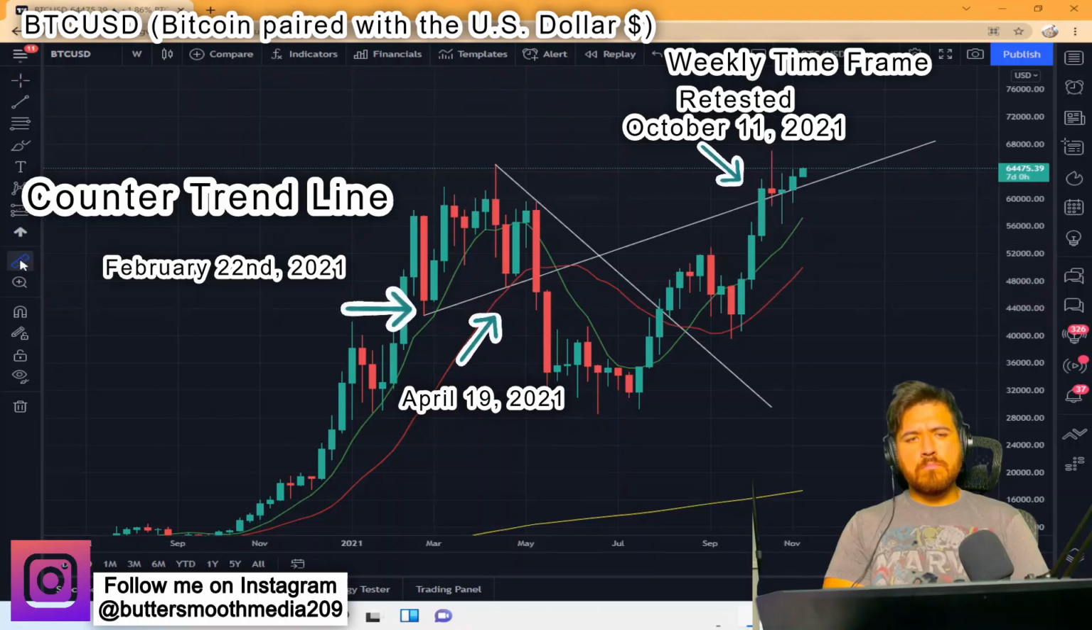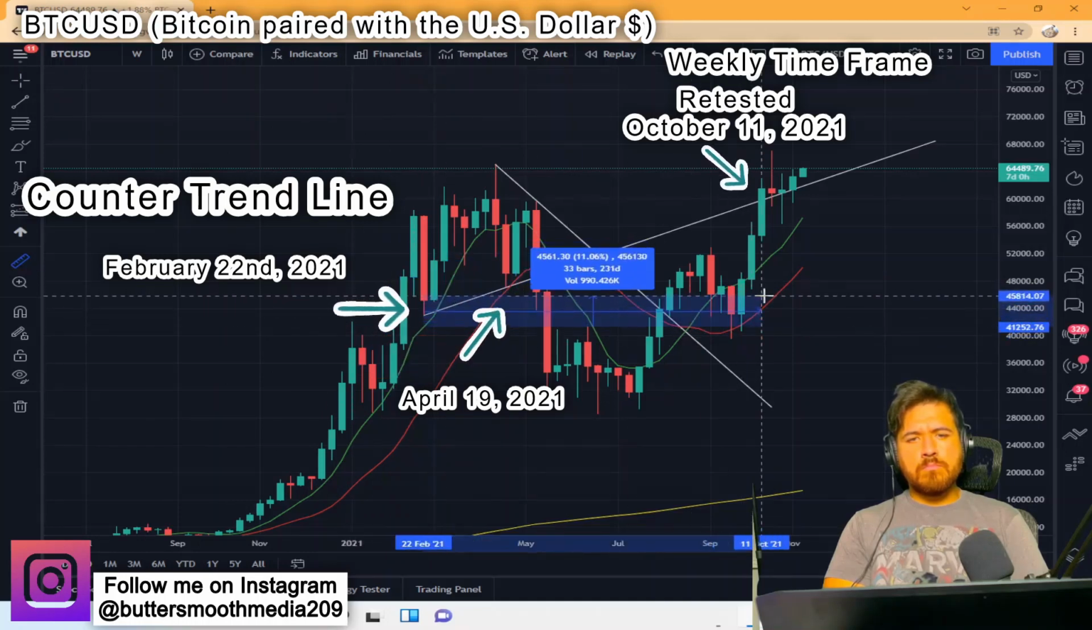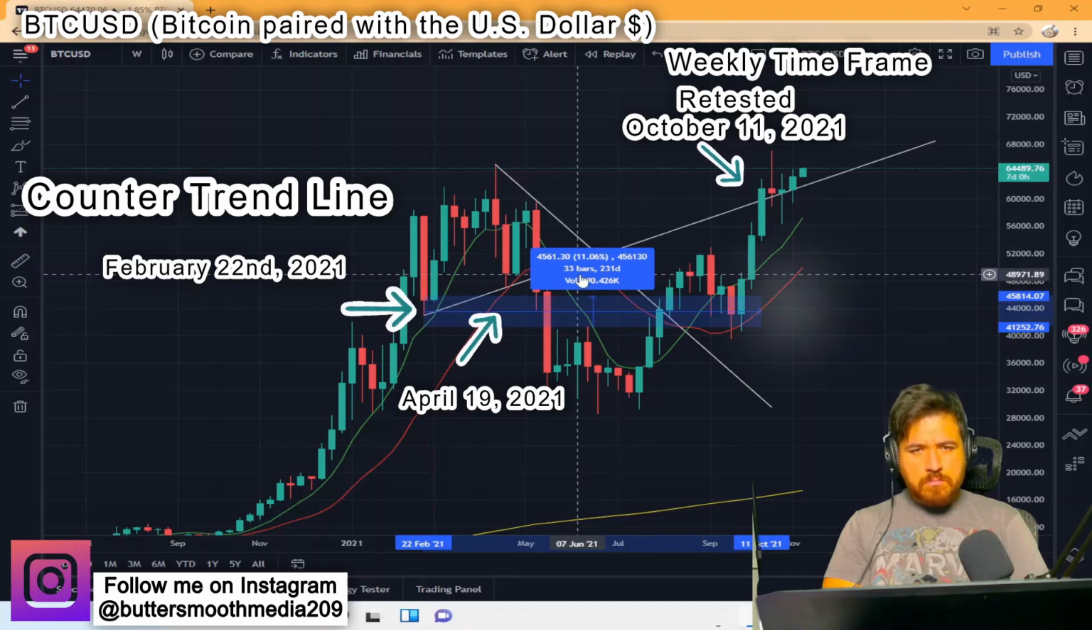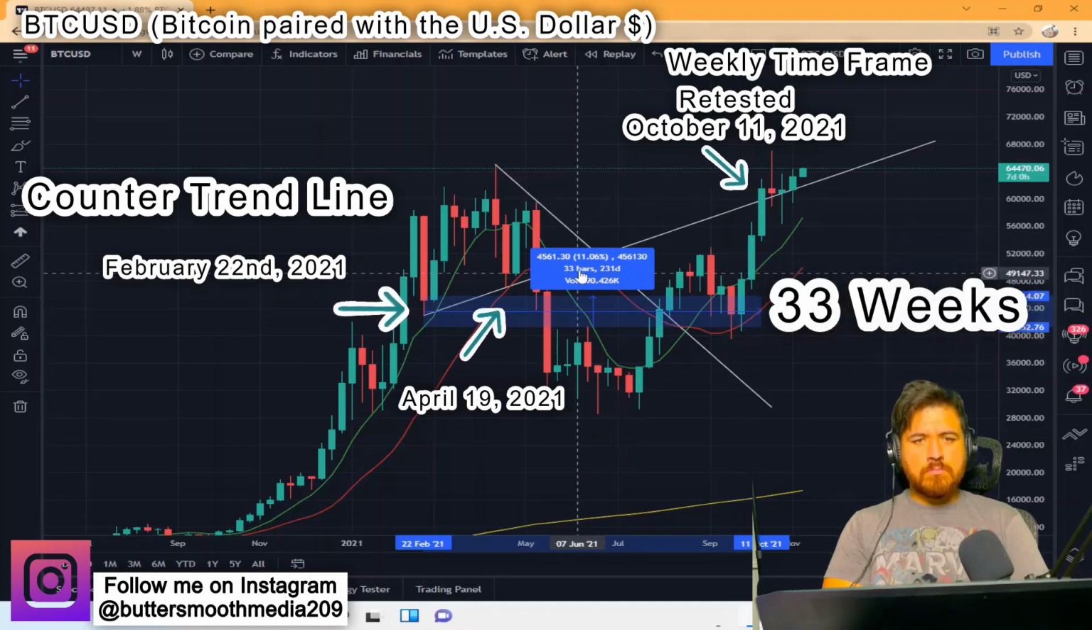We could get the measuring tool out, click that. We're going to click here, February 22nd, and drag it out to October 11th. And as you can see, that was 33 bars. So it took 33 weeks in order for the trend line to be retested.